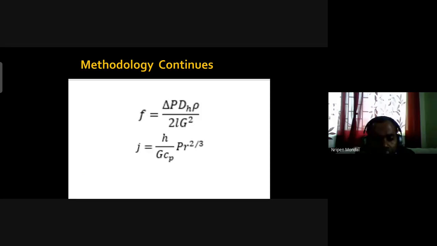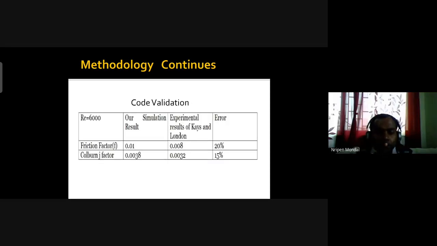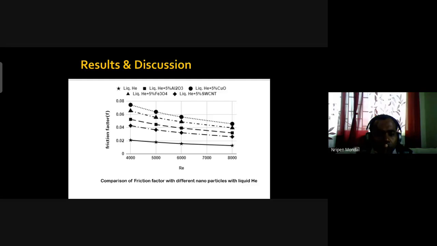This is the formula of fanning friction factor and Colburn J factor which we have used. This is the result of validation with the experimental result. This graph shows that with increasing Reynolds number in the turbulent region, friction factor decreases. Friction factor is a dimensionless term used to calculate the pressure drop in the pin fin heat exchanger.